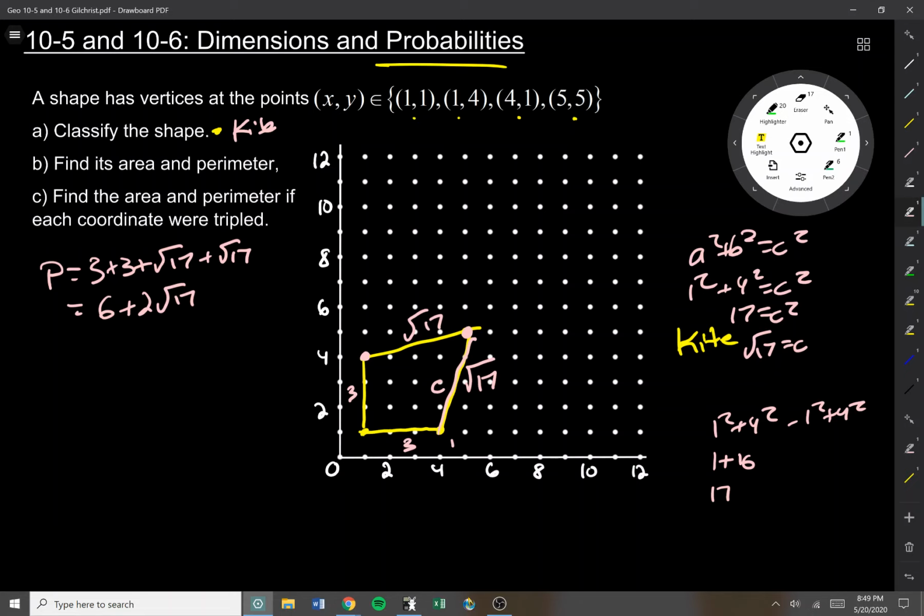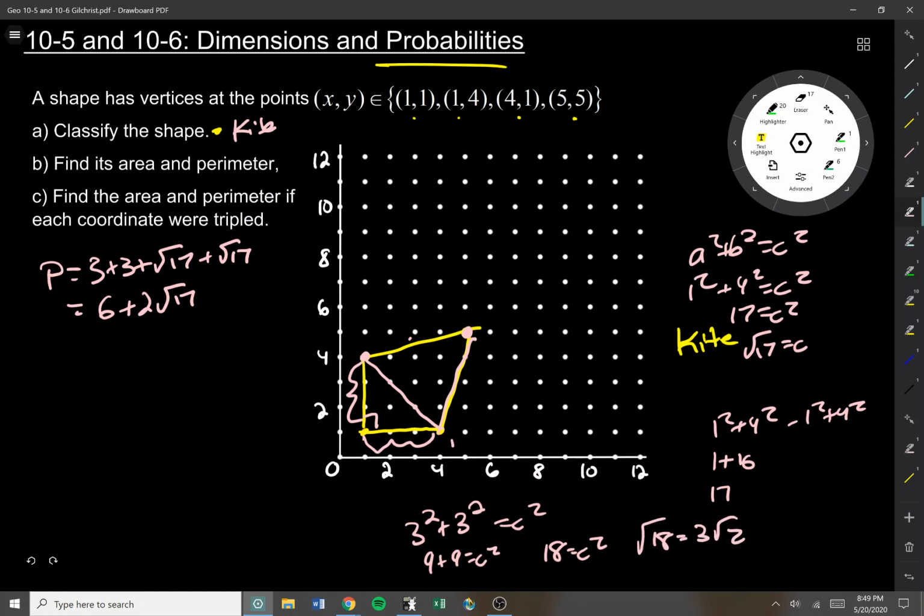Sweet. Okay, let's find the area. To find the area, you might not remember this, but we have a formula for how to find the areas of rhombuses and kites. It's 1/2 times the two diagonals. So we've got to find the lengths of those diagonals. Let's start with the short one first. I'm going to use Pythag with this right triangle. I know that's a right triangle because those are vertical and horizontal lines. So this is length 3, and this is length 3. It's root 18, and root 18 is actually 3 root 2. So the short diagonal is 3 root 2.